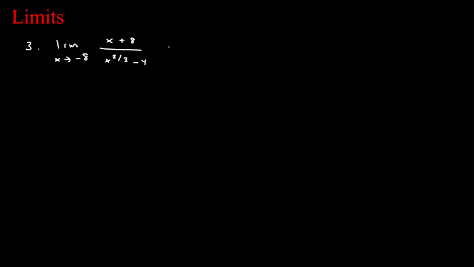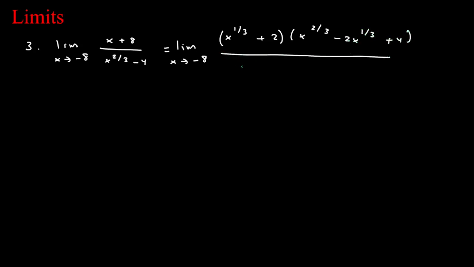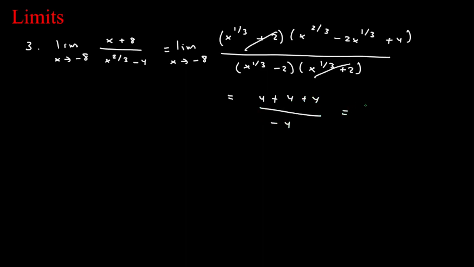But like that problem before, you can factor both the numerator and denominator, because the numerator is a sum of cubes, so this can be represented as x to the power of 1/3 plus 2 times x to the power of 2/3 minus 2x to the power of 1/3 plus 4, and the denominator is a difference of squares, so that's x to the power of 1/3 minus 2 times x to the power of 1/3 plus 2. These two terms cancel out, and now we can just plug in -8, and what we get is 4 plus 4 plus 4 divided by minus 4, right? So that will just be positive 12 divided by minus 4, which gives us minus 3.